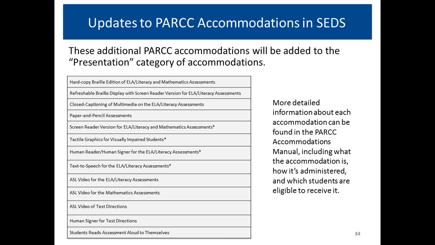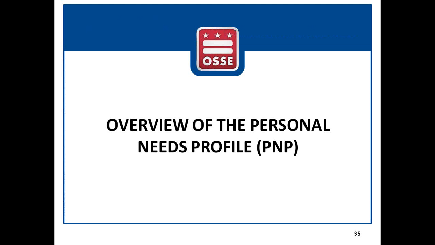And again, we really spelled that out here so you can choose exactly what the accommodation is that you're talking about. And you can see here we've listed the 4 different types of read aloud you can have with the screen reader, the human reader, text-to-speech, and the ASL video. So that concludes our section about the accommodations in SEDS. And the last section of the webinar is going to be on the personal needs profile, so I'm going to turn it over to Bonnie.